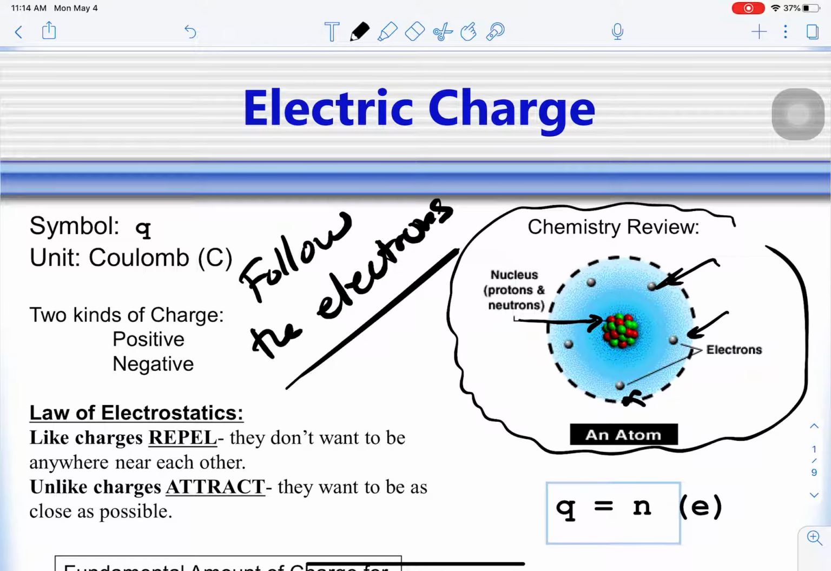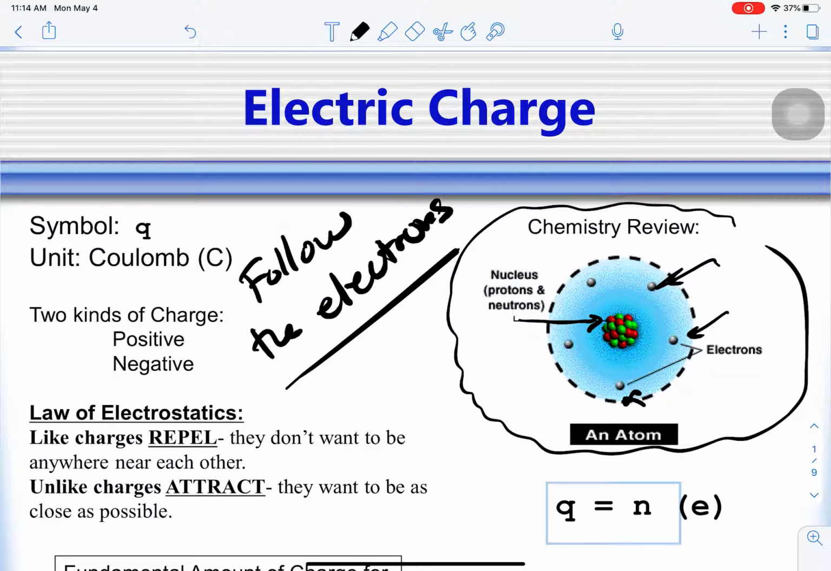If you follow the electrons in electrostatics, your life is going to be easy. Because when we charge objects, either you have a surplus of electrons or you have a deficiency of electrons. If you have a surplus of electrons, that means you have more electrons than protons. Therefore, you will be negatively charged. If you have a deficiency of electrons, that means you have more protons than electrons. You're going to be positively charged.